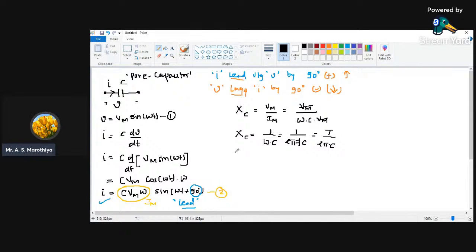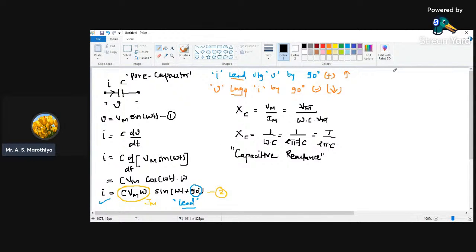In the case of an inductor, this is called inductive reactance. In the case of a capacitor, this is called capacitive reactance. This is very, very important. Capacitive reactance Xc is 1 upon 2 pi f C, or 1 upon omega C. You have to remember this. In a pure capacitor, current leads voltage by 90 degrees, or voltage lags current by 90 degrees, and the capacitive reactance is 1 upon 2 pi f C, or 1 upon omega C, or T by 2 pi C.